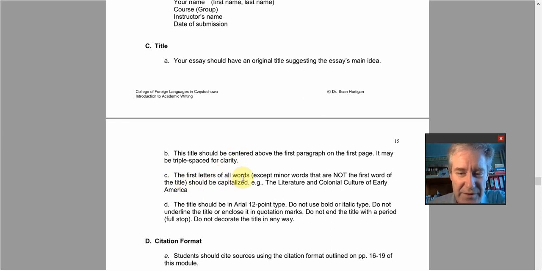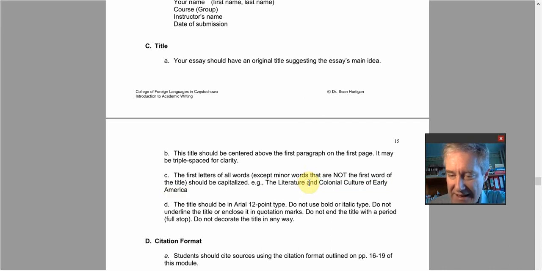The first letters of all words, except minor words that are not the first word of the title, should be capitalized. Okay, so let's pretend this is the title of my essay. You can see that most of these words are capitalized. The first letter of the title is always capitalized, even though the word "the" is quite a minor, small word. "Literature" is capitalized, but you notice "and" is not.